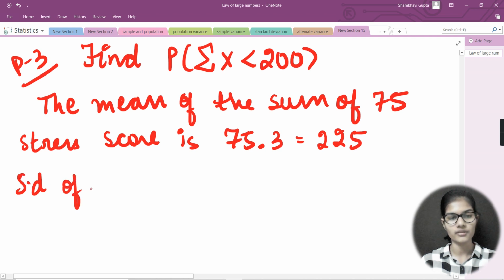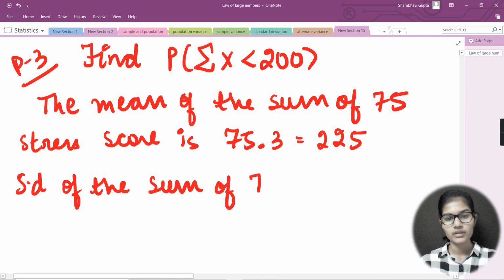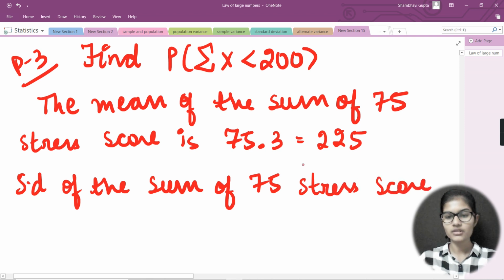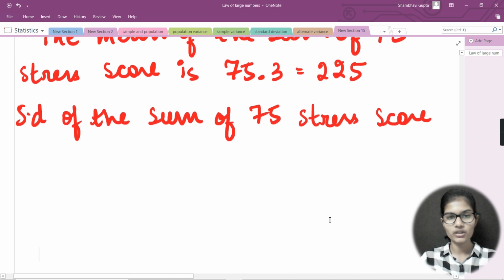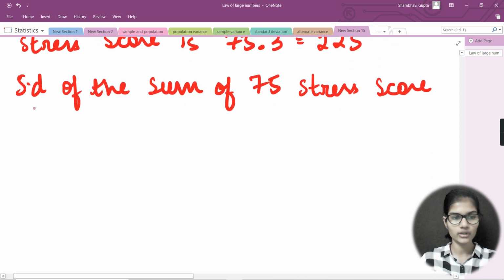So standard deviation of the sum of 75 stress scores. Now, I'm not writing these whole sentences for myself because I need to practice. I'm writing these things for you so that you get a proper idea of how to solve a statistics question if you get one somewhere. So you need to write these steps and maintain the proper steps for how you should solve the question, okay?